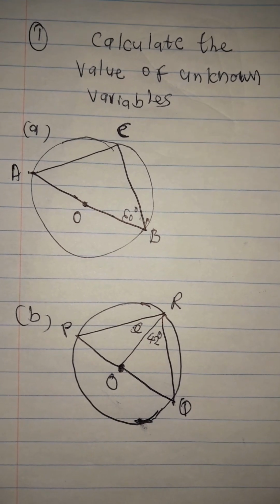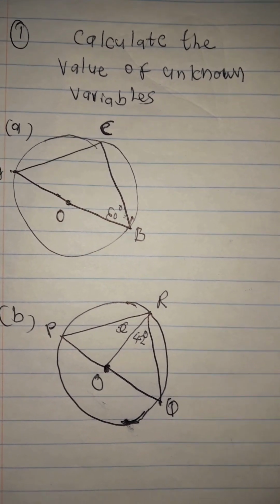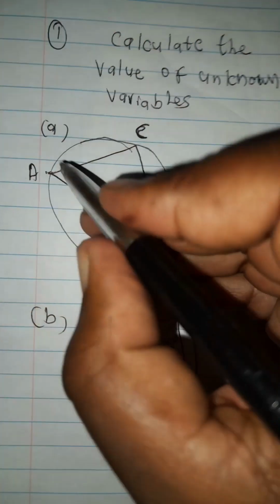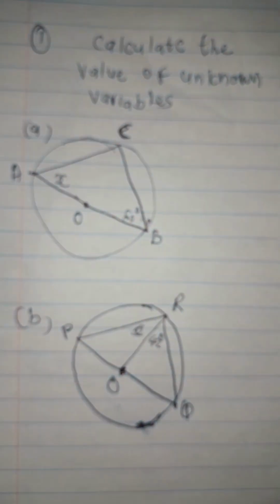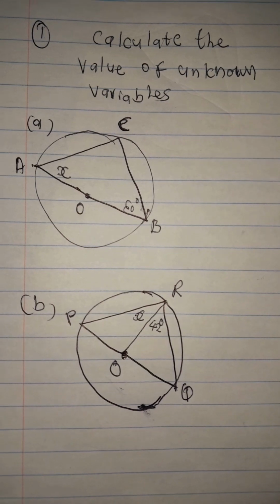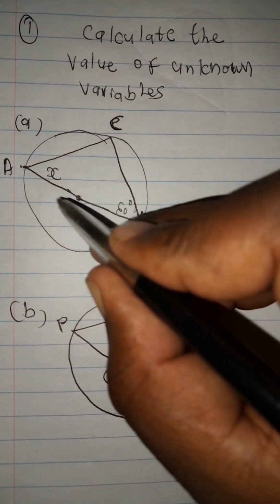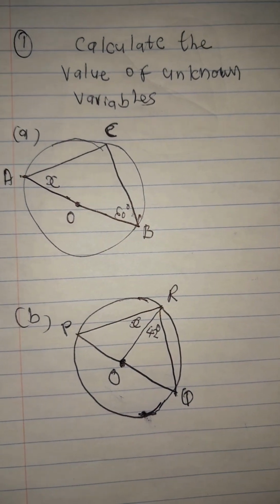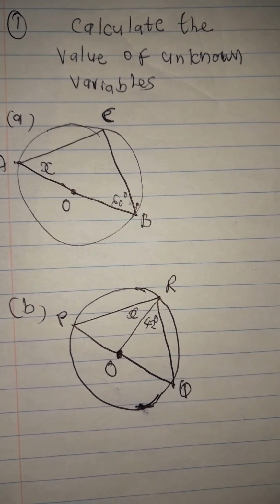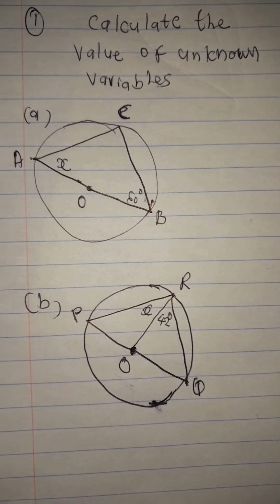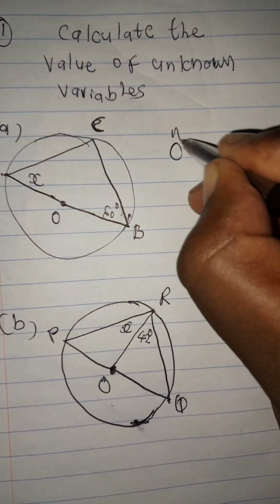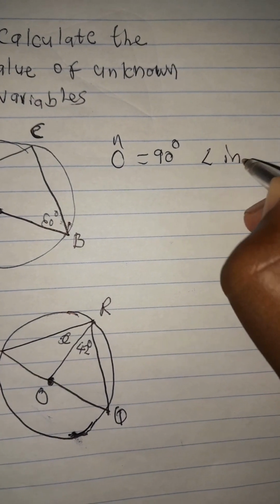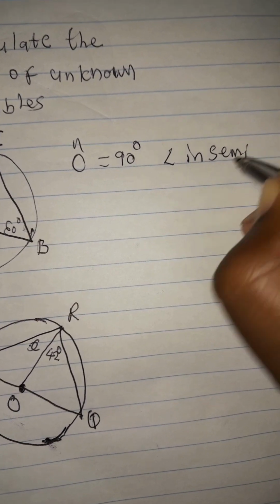We'll look at these two examples so that we apply this theorem. Calculate the value of the unknown variables. There was a missing value of x there. First things first, guys, we can see that there's a diameter. The angle subtended at the circle by a diameter is a right angle, so angle C will be equal to 90 degrees. Reason: angle in a semicircle.